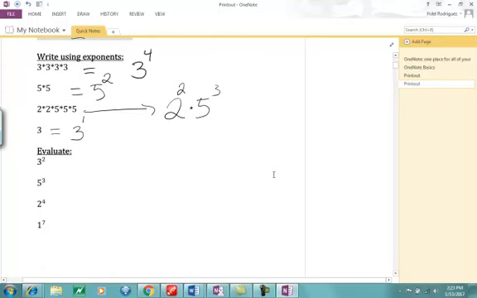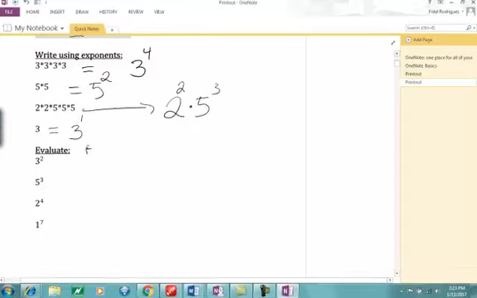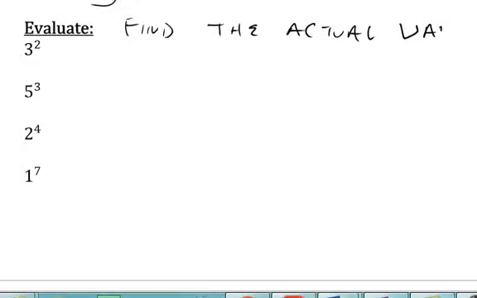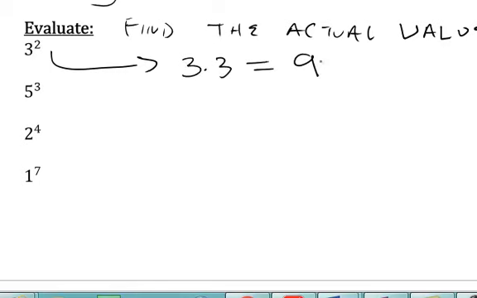For the next part that I have here, we're going to evaluate. To evaluate means we want to find the actual value. Okay, so for this first one, 3 squared. 3 squared means 3 times 3. Well, 3 times 3 is 9.